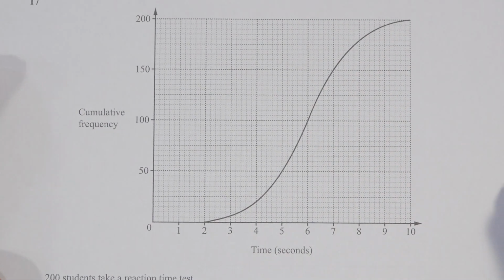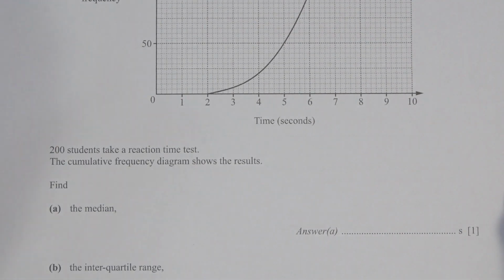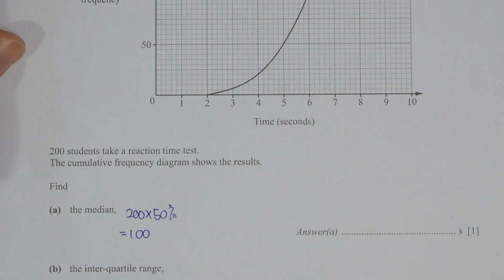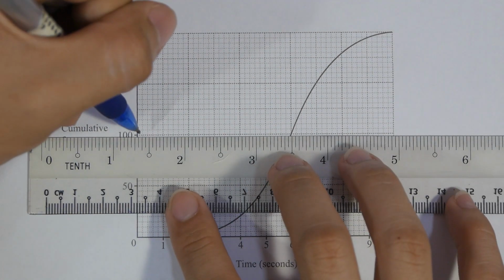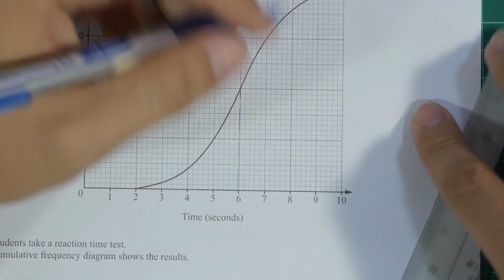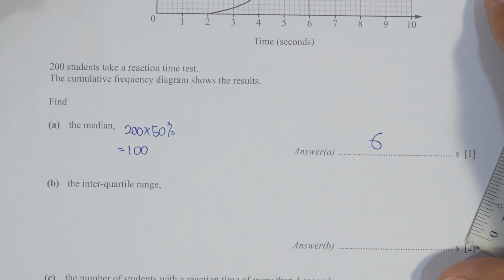Whereby for 17, part A, median stands for 50%. Hence, okay, just take 200 times 50%, which equals 100. So from 100, I drew it down and I get 6 seconds.